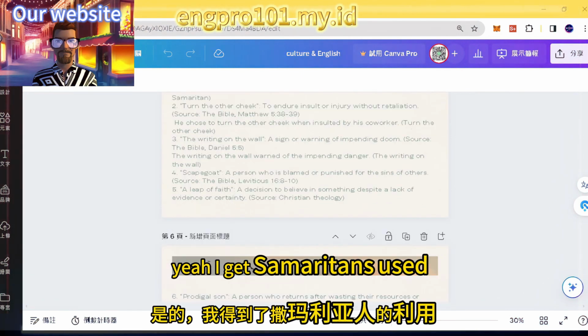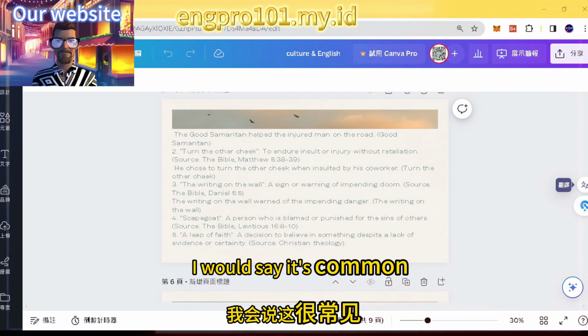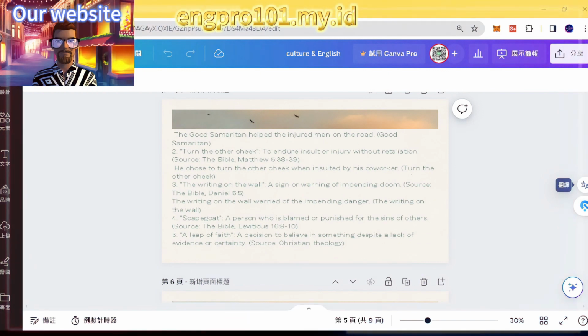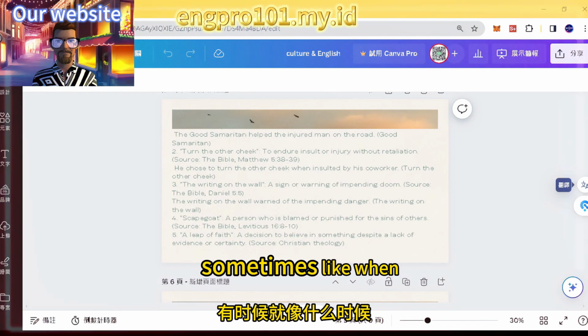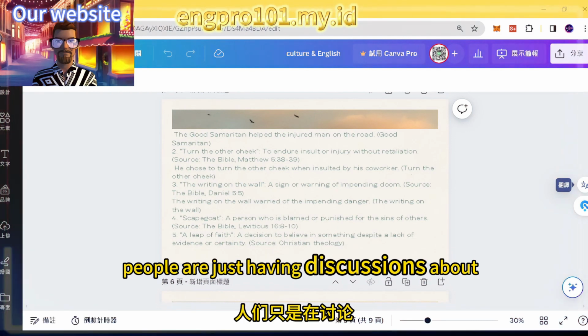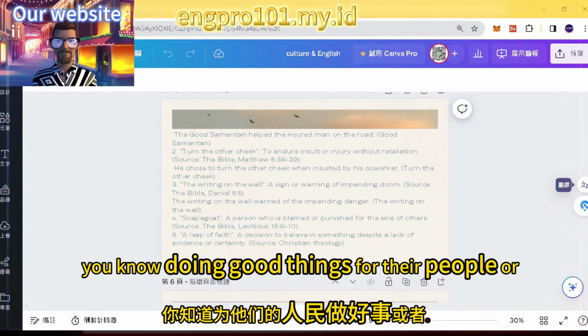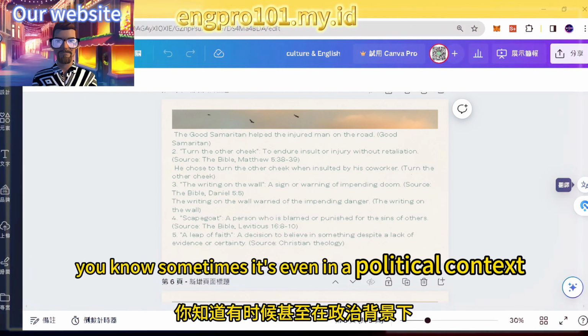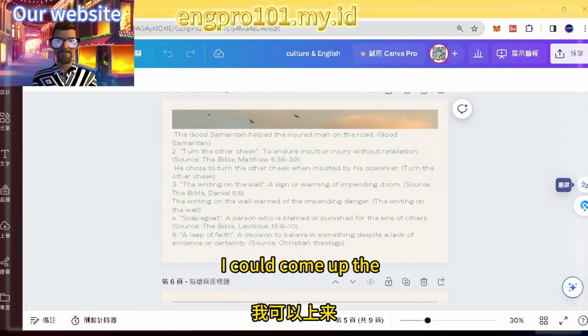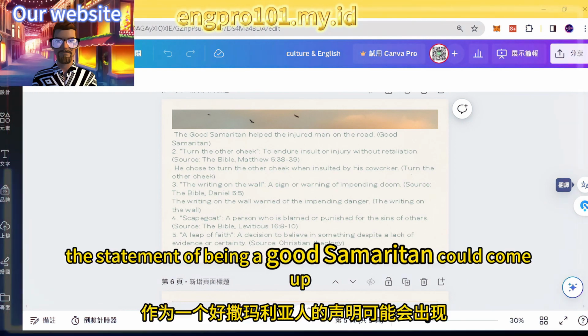Yeah, Good Samaritan is used. I would say it's common. It's a common expression. Sometimes when people are having discussions about doing good things for other people, or even in a political context, the statement of being a good Samaritan could come up.